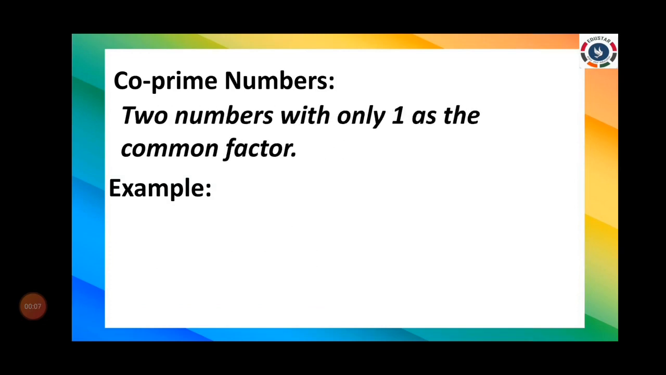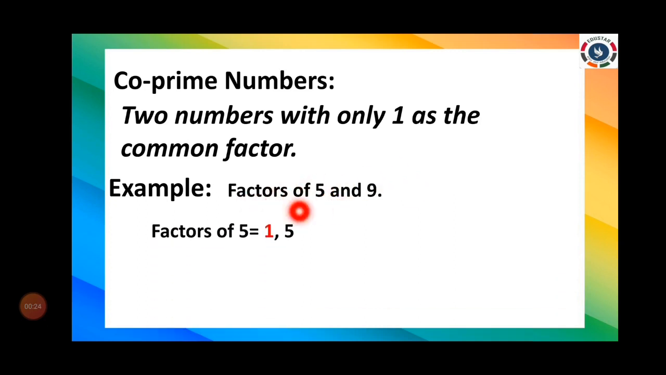Co-prime numbers are two numbers with only 1 as the common factor. For example, factors of 5 and 9. First we are going to write the factors of 5. That is 1 and 5. I mean 1 five is 5. It is coming in the 1 table as well as the 5 table. So it has only two factors, so 5 is a prime number.